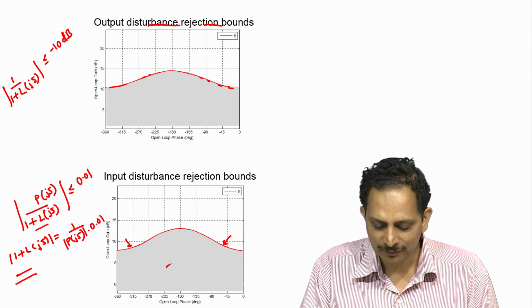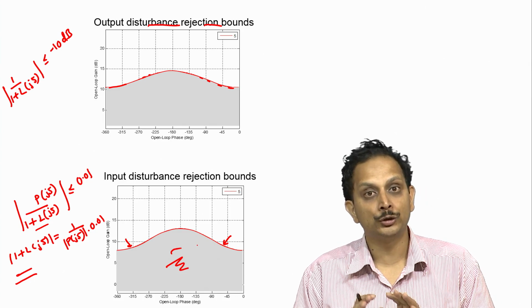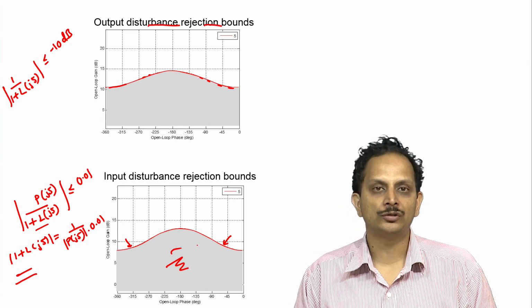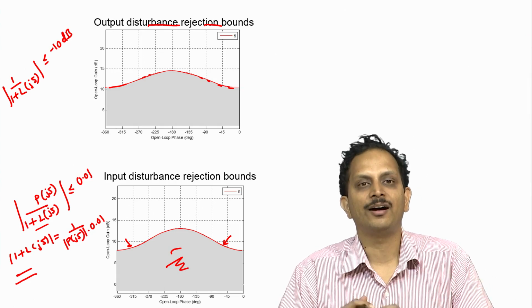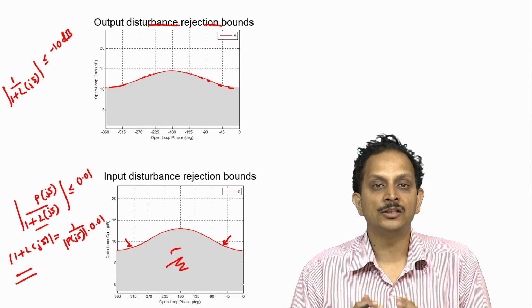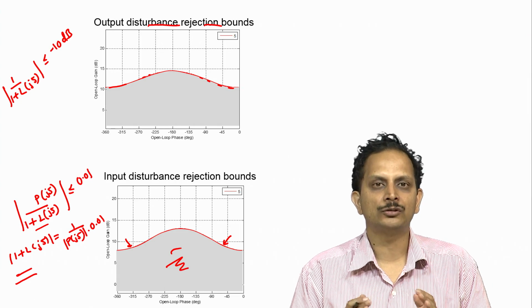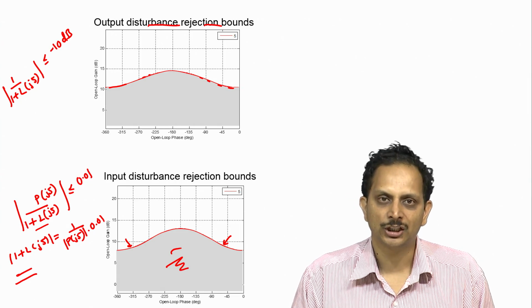The grey half is the region in which the loop gain should not lie in order to satisfy the input disturbance rejection specification, and the white half is the region in which the loop gain is allowed to lie in order to satisfy the input disturbance rejection specification.